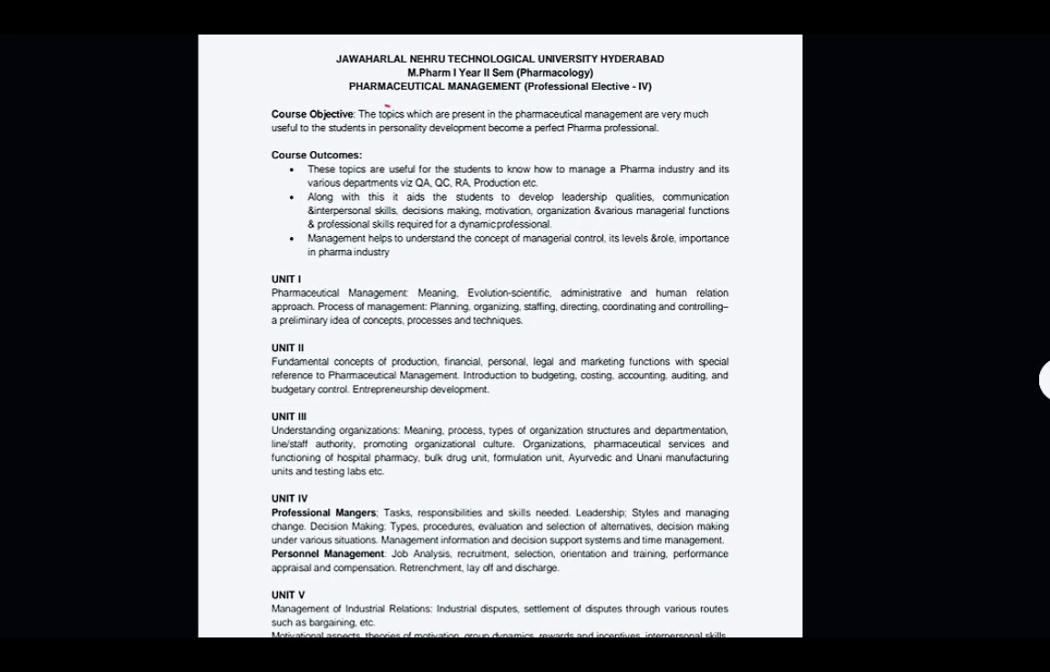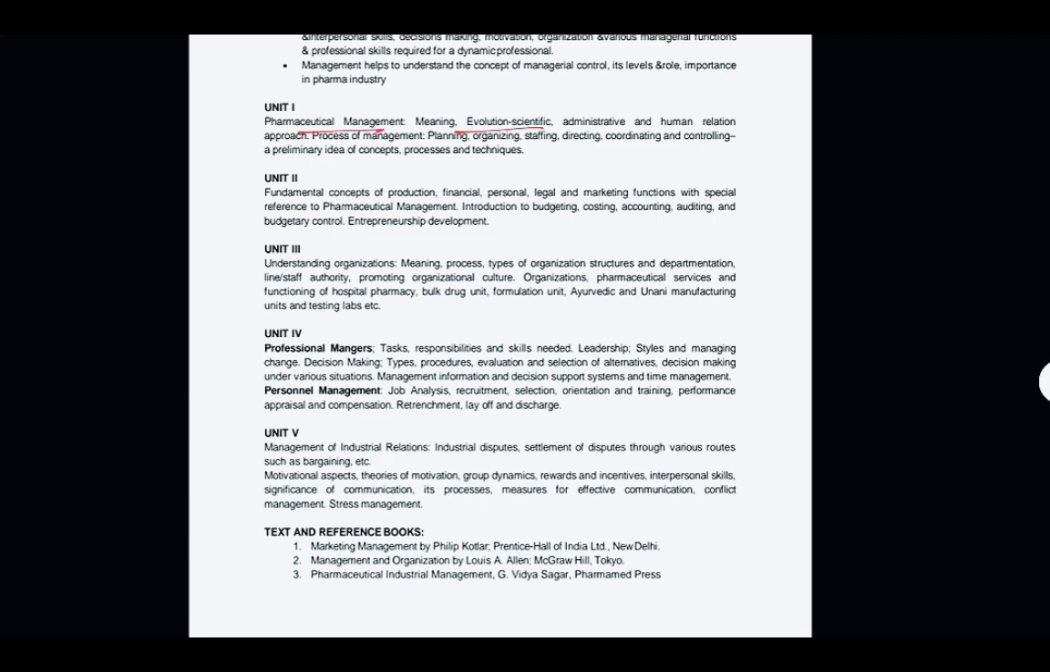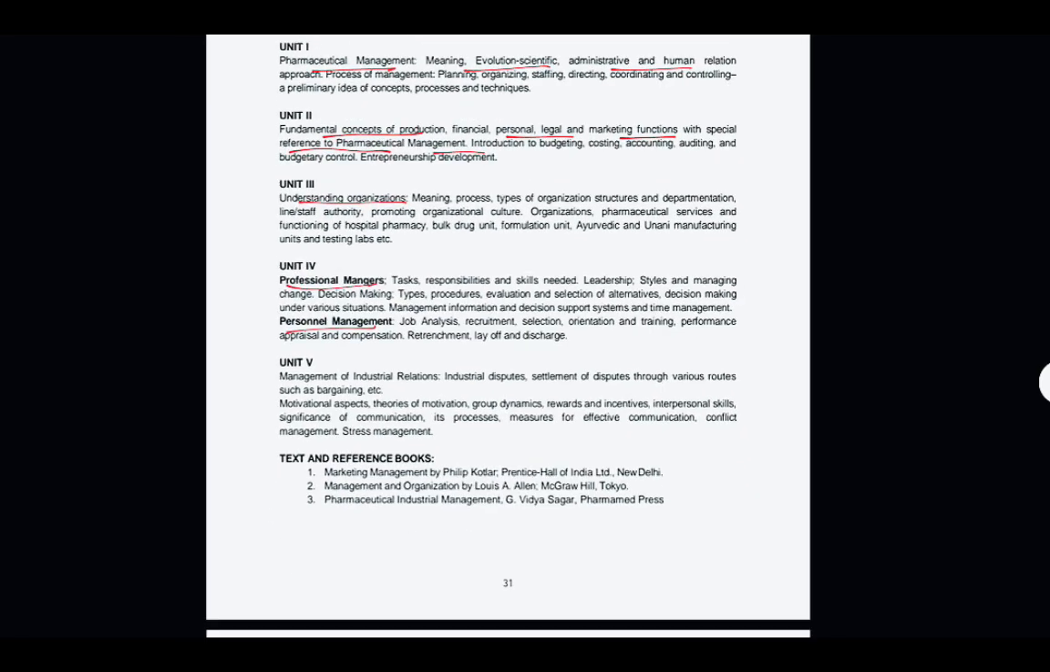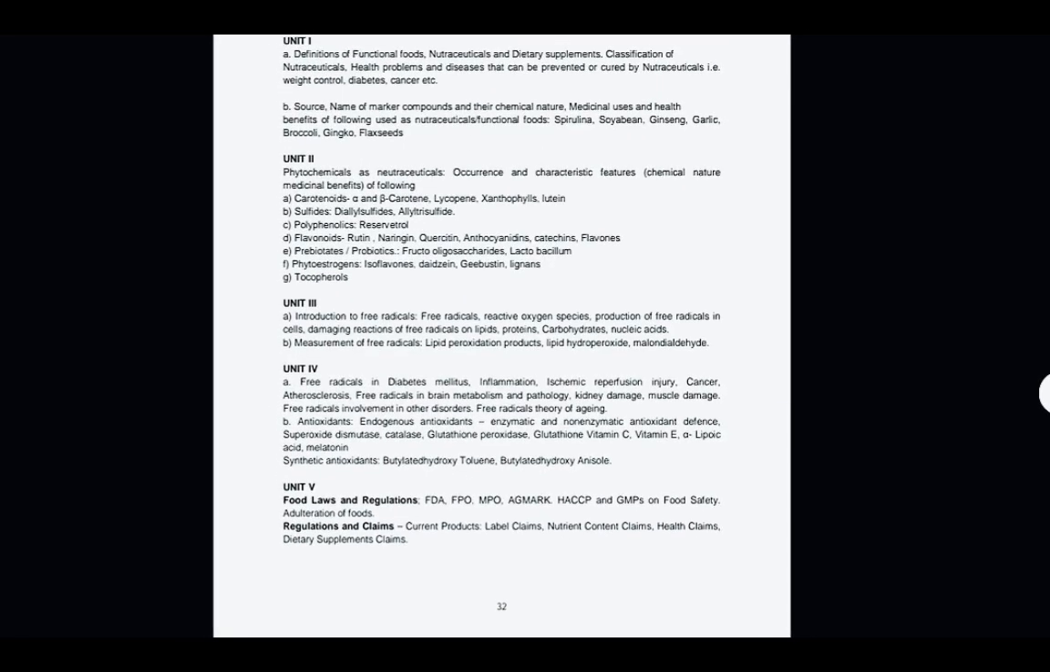And then we have pharmaceutical management. Pharmaceutical management, its meaning and administration and human relationship approach, fundamental concepts of production, financial, personnel, legal and marketing functions with special reference to pharmaceutical management, understanding organizations, personnel management, and management of industrial relations.